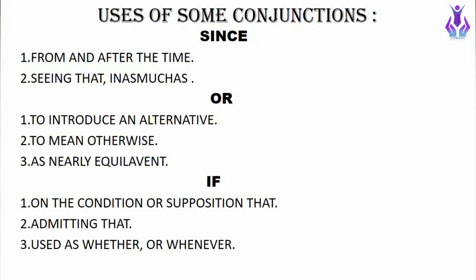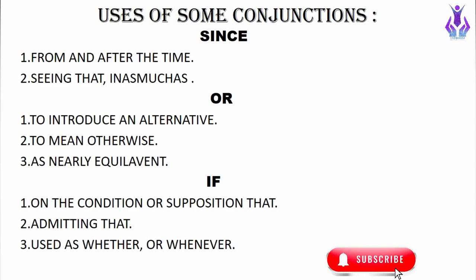The next one is if. If is used on the condition or supposition that, like, if this. For example, if he is there, I shall see him. It is a condition that if he is there, I shall see him. So in certain conditions, we put if there. The next one is admitting that. When we are admitting certain things, we put if there.